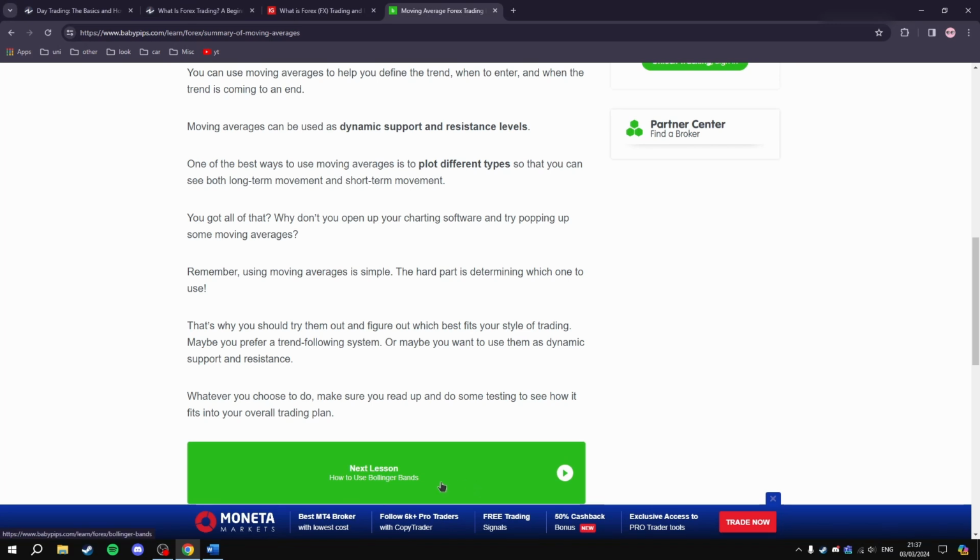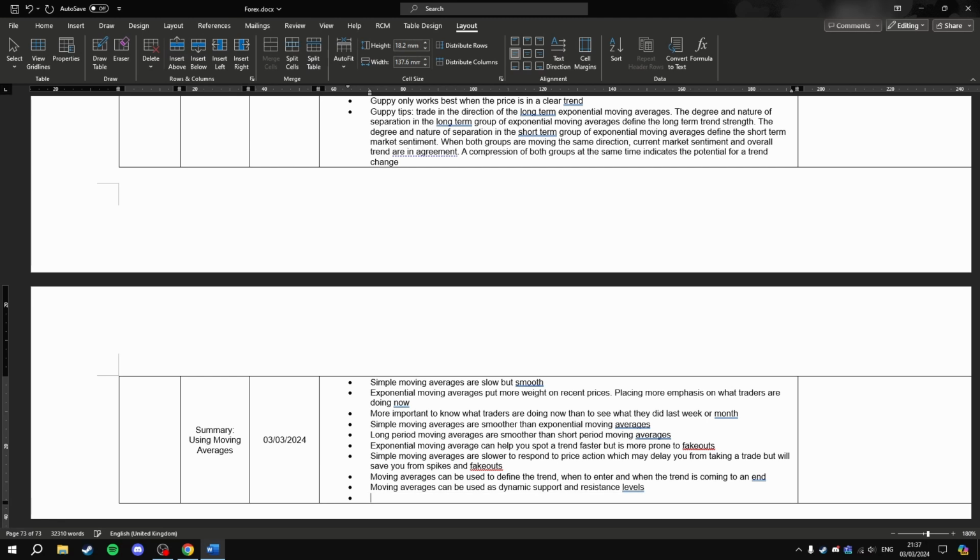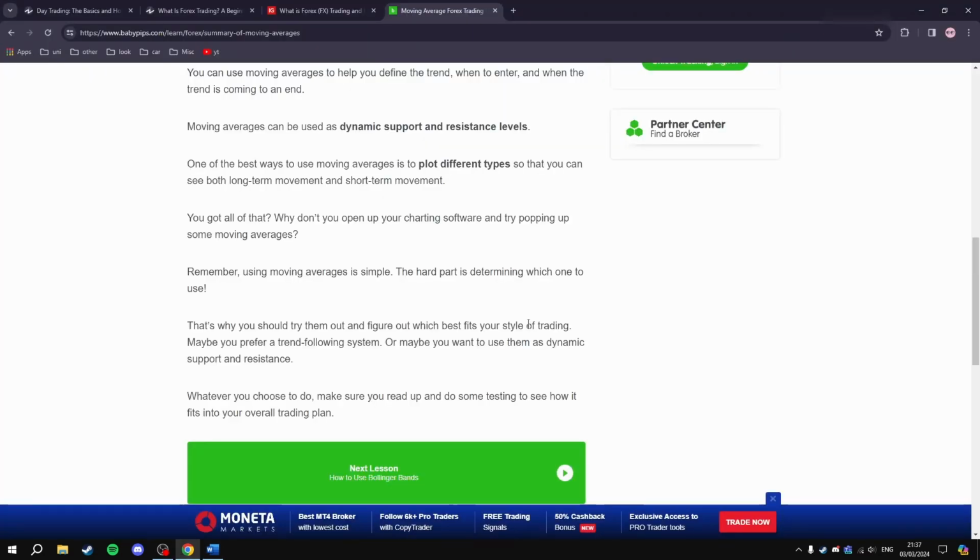Moving averages can be used as dynamic support and resistance levels. One of the best ways to use moving averages is to plot different types so that you can see both long-term movement and short-term movement.